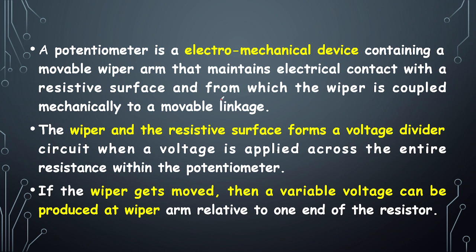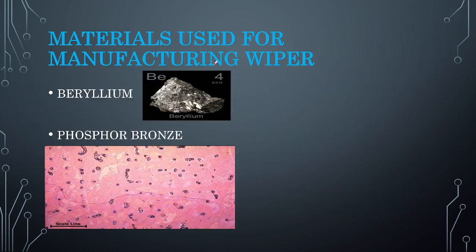Usually a potentiometer is an electromechanical device containing a wiper. The wiper is actually used for deflection. It acts like a movable linkage. The wiper and the resistive surface form a voltage divider circuit for the whole potentiometer. The wiper plays a major role in the potentiometer, and the material used for manufacturing this wiper is beryllium and phosphor bronze.